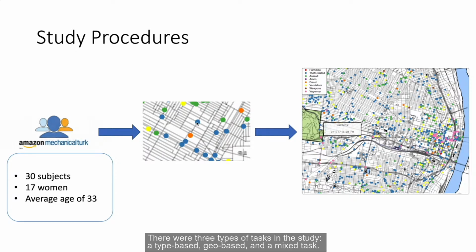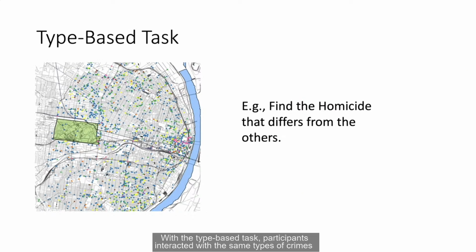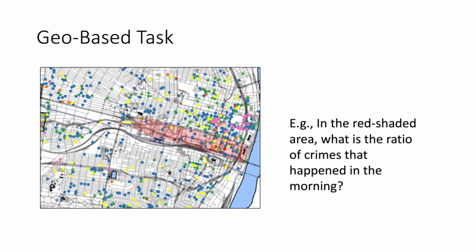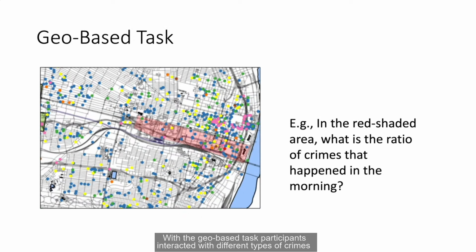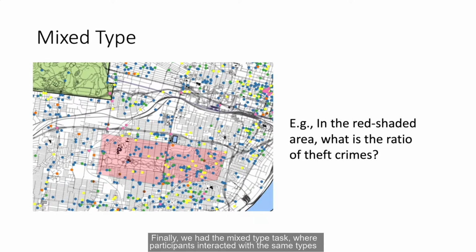There were 3 types of tasks in the study: a type-based, geo-based, and a mixed task. With the type-based task, participants interacted with the same types of crimes across the entire map. For example, find the homicide that differs from the others. With the geo-based task, participants interacted with different types of crimes that are constrained to a specific geographical region. For example, what is the ratio of crimes that happened in the morning in the red shaded region? Finally, we had the mixed type task, where participants interacted with the same types of crime, but were constrained to a specific geographical region. For example, what is the ratio of theft crimes in the red shaded region?